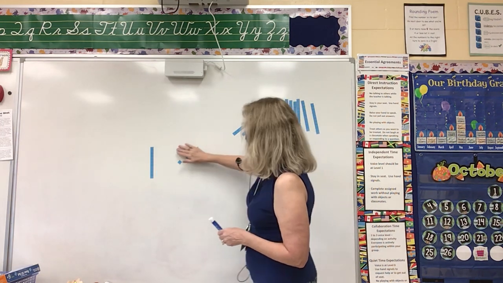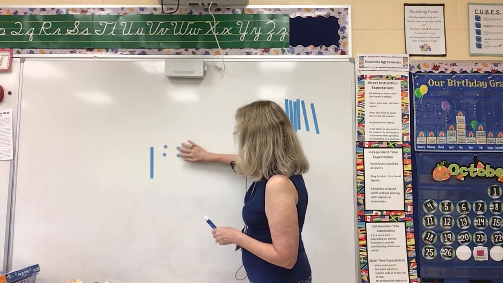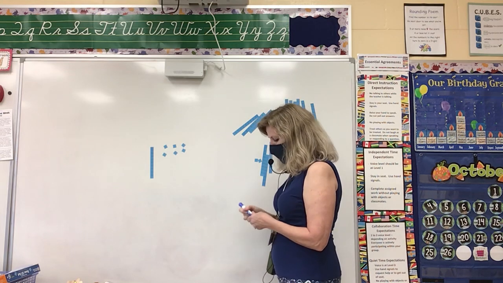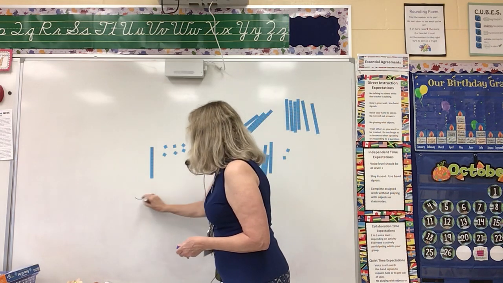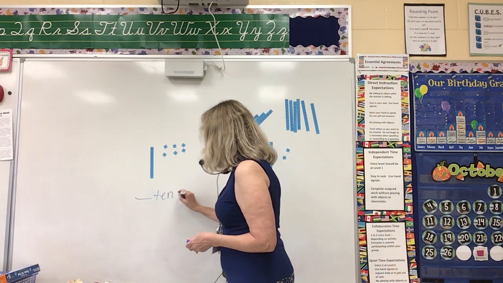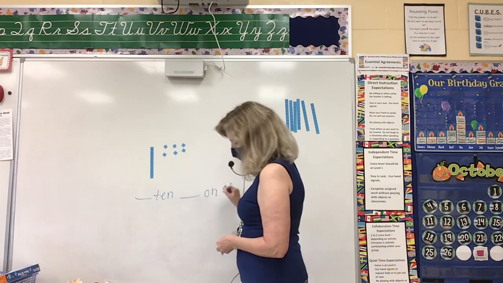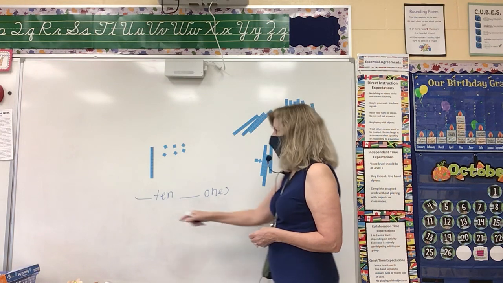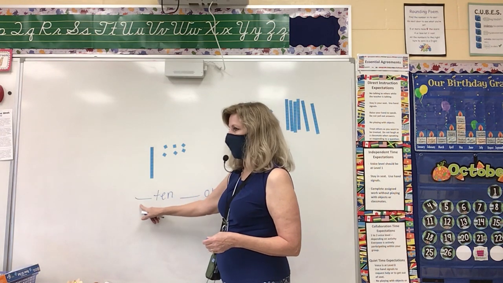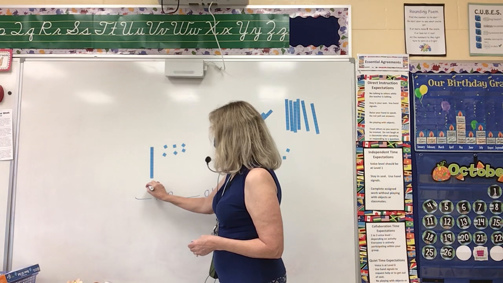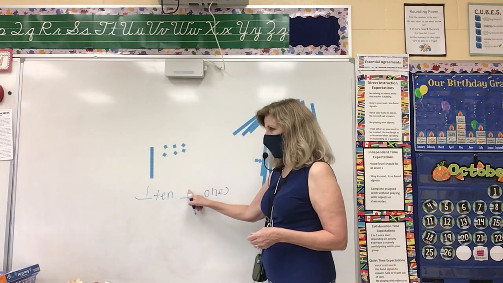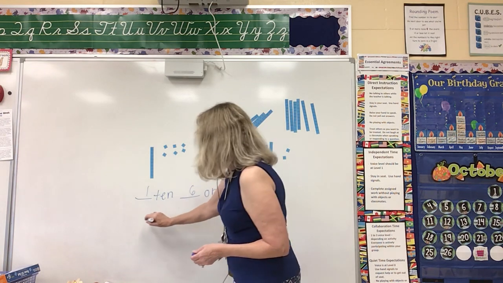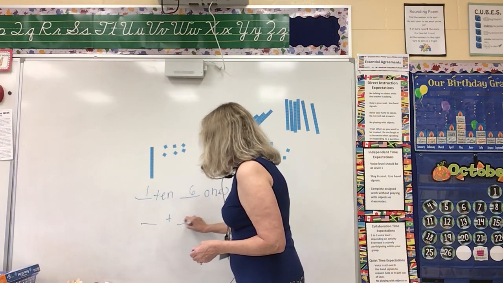1 ten and 6 ones. All right, so that's what we have. What are we going to put to fill in for our tens and our ones? Vivian, what are we going to put for the first one? Put the 1 in the tens, and put the 6 in the ones. Very good. And then what are we going to put down here?